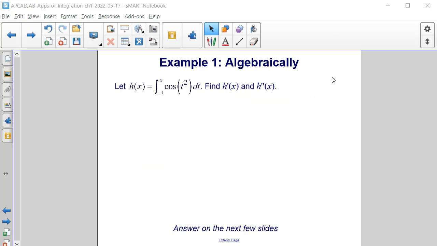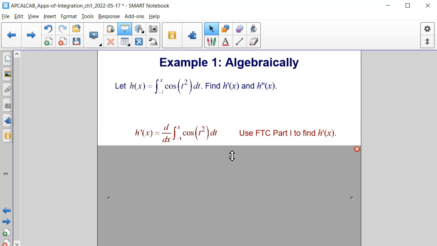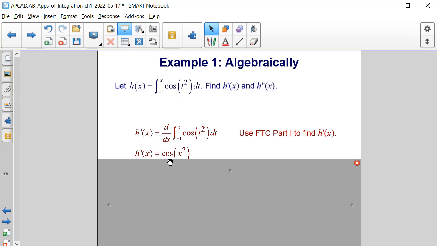Now let's try an example for integral defined functions algebraically. We're going to let h of x be equal to the integral from -1 to x of cosine of t squared with respect to t, or dt. Find h prime of x and h double prime of x. Let's get started. By the fundamental theorem of calculus part 1, h prime of x will be equivalent to the integrand of our definite integral, but in terms of x. So therefore, h prime of x will end up being cosine of x squared.